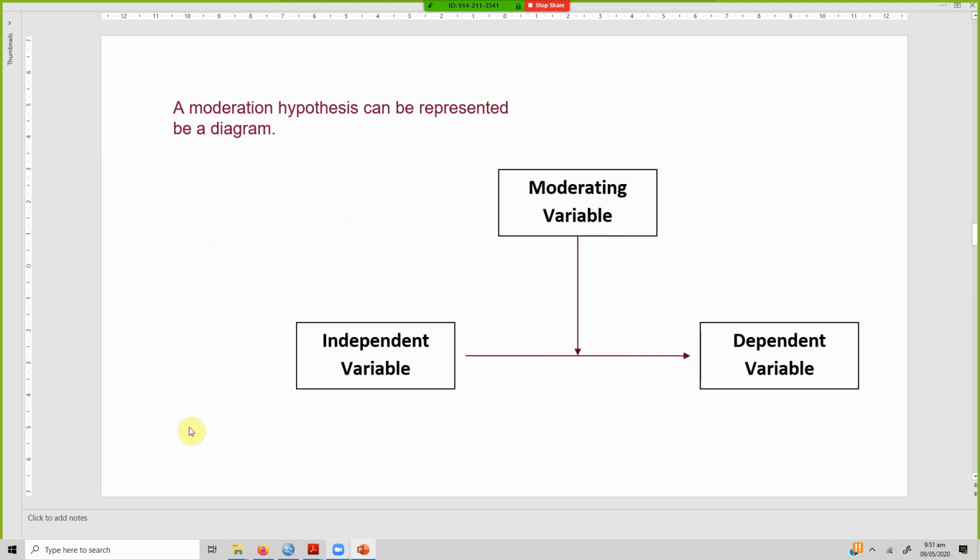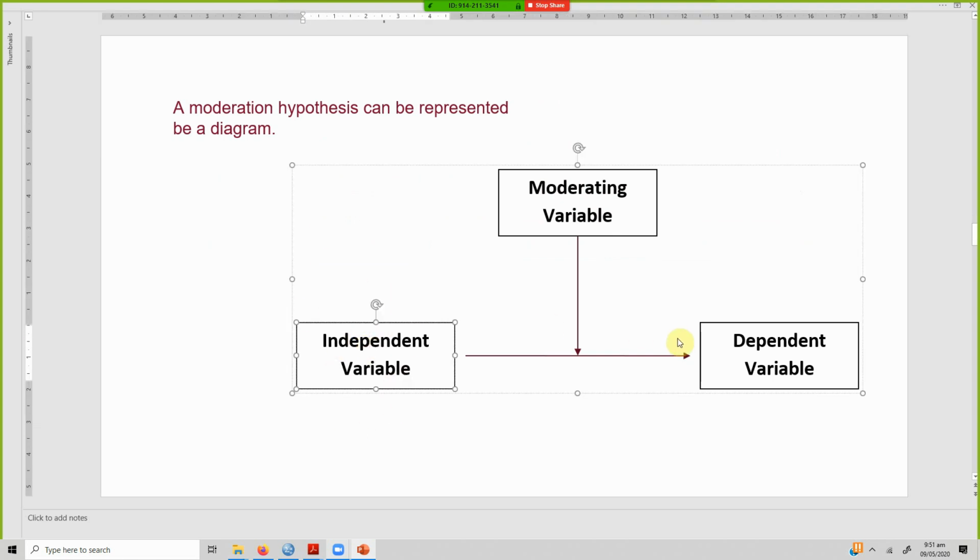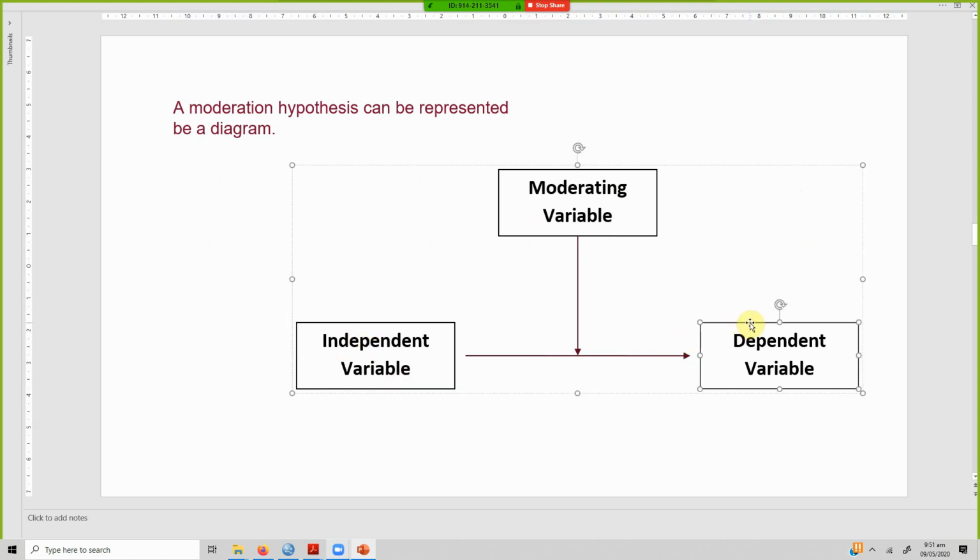This is how we express a moderating variable. You have the independent variable here, you've got your dependent variable here, and then you've got your moderating variable with an arrow flowing in between the relationship of the independent variable with the dependent variable.